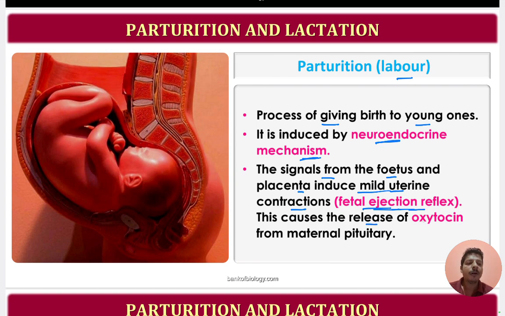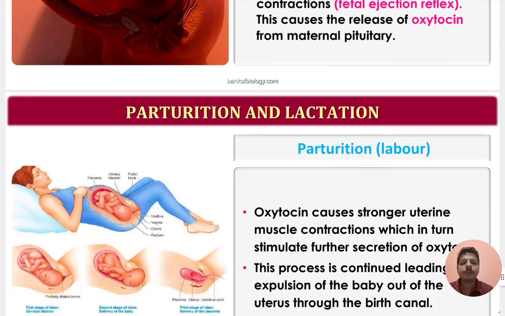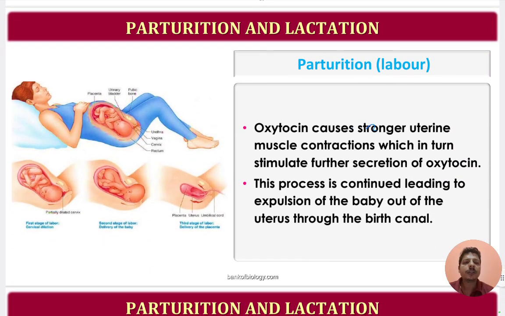This causes the release of oxytocin from the maternal pituitary. Oxytocin causes stronger uterine muscle contraction, which in turn stimulates the further secretion of oxytocin. This process is continued, leading to expulsion of the baby out of the uterus through the birth canal.